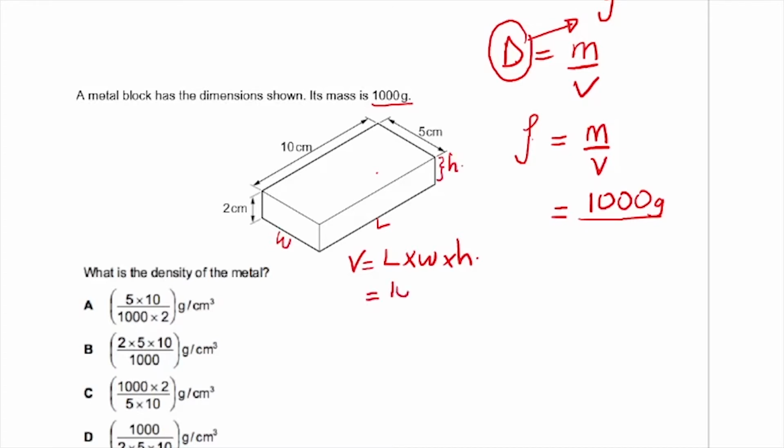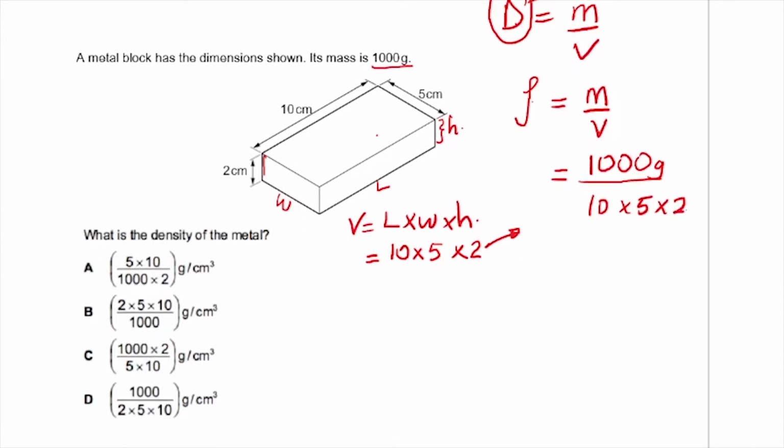So our length here is 10. Multiply that by our width, which is 5. Multiply that by our height, which is 2. It's going to be 10 times 5 times 2. Now, if you look at the nature of our answers here in the objective questions, they are not exactly worked out into one digit as the final answer. This is all in centimeters cubed. So this is going to become 1000 divided by 10 times 5 times 2.